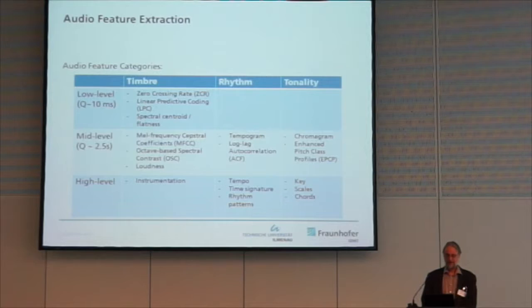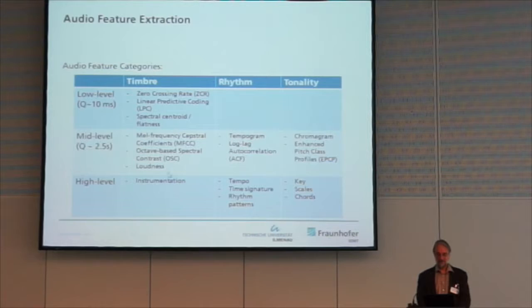Then LPC, spectral flatness, spectral centroid measures. So that's all low-level features, which means they are done often with short timing, and they are relatively simple calculations. Can be amplitude and so on as well.